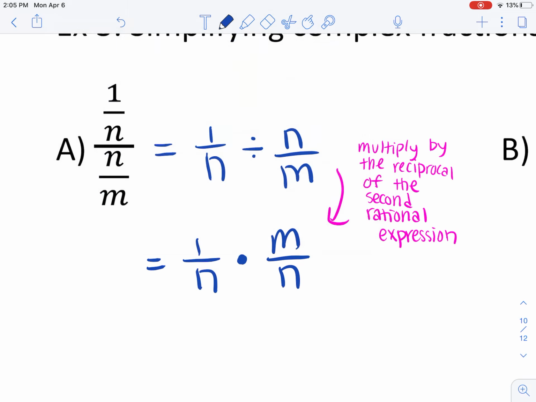And then we know that when we are multiplying fractions, or in this case multiplying rational expressions, you multiply across. So multiplying the numerators together, 1 times m is m. And then multiplying the denominators, n times n is n squared. That does not simplify, so that would be our answer.